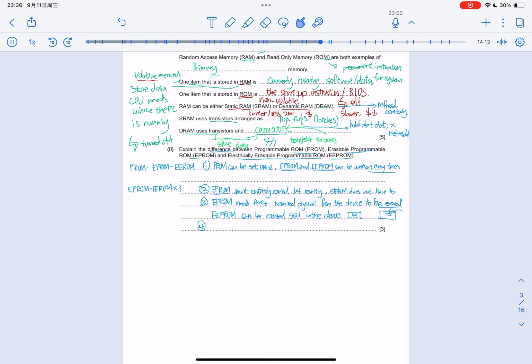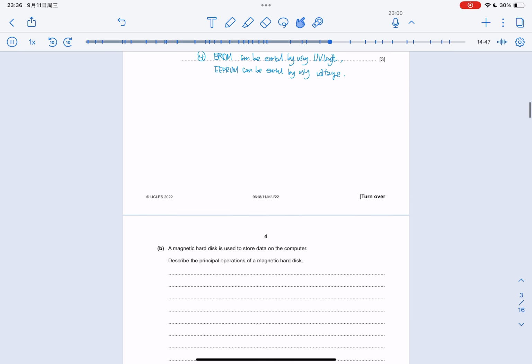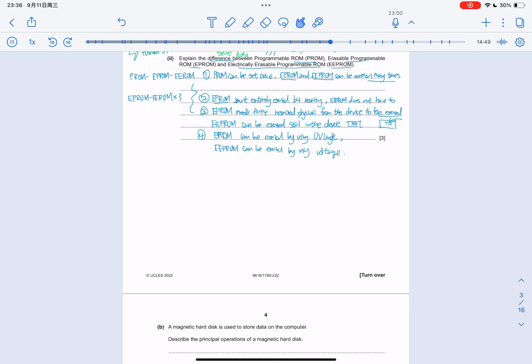Okay, for the last one, EPROM can be erased by using UV light. And EEPROM can be erased by using voltage. If you can get 3 points out of the 4, then you can get homework.